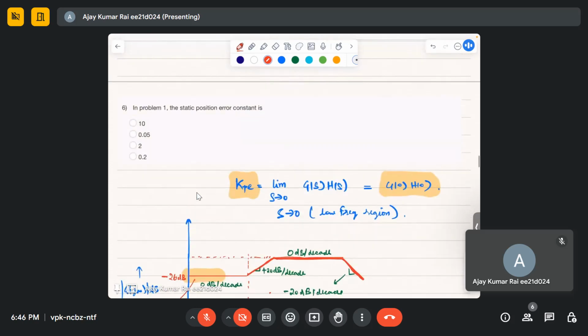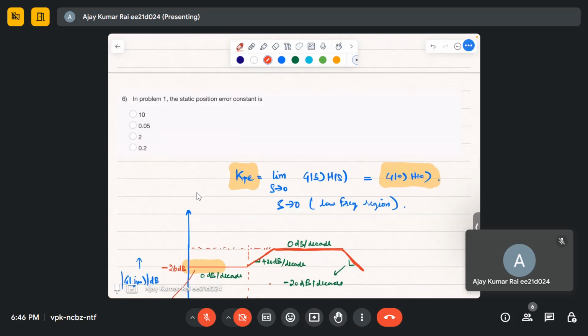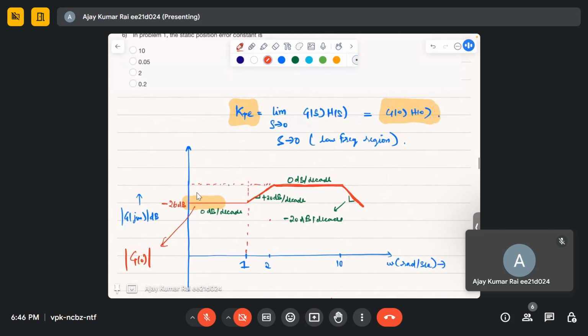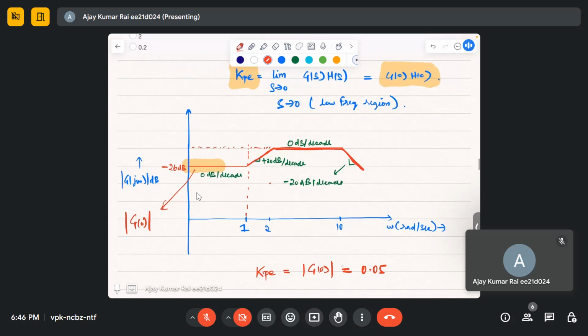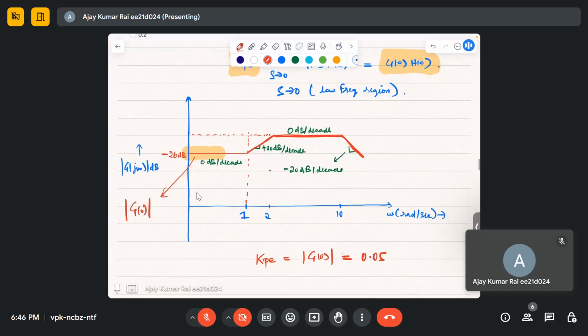You see the definition of that. Position error constant Kp is equal to limit s tends to 0 of G(s) into H(s). H(s) we know, it's a unity feedback, so H(s) is equal to 1. So we are left with only G(s), and if you put the limit you'll get G(0). G(0) is at what? Low frequency, right? Here also we have plotted the magnitude. So at low frequency, what are we getting? We are getting 0.05 at low frequency.